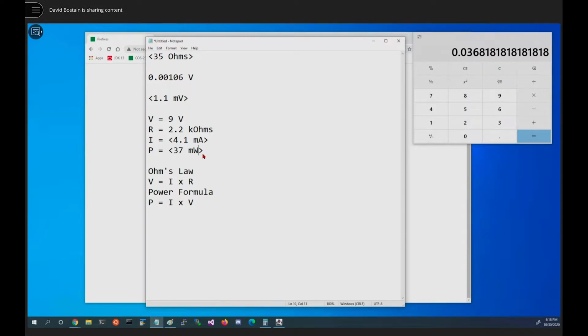Let's do a different variation of the same problem, to make sure we understand it. Let's say that we had a voltage which is unknown. We have a current equal to 123 milliamps. We have a resistance equal to 1 megohm. What we want to find out is what is V and how much power is being dissipated.